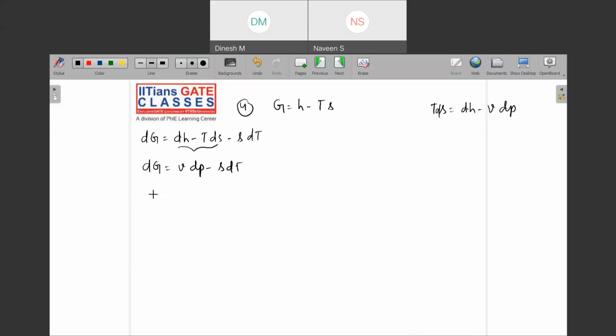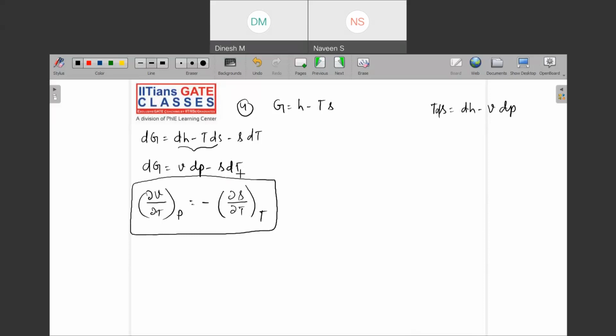And again, I can write down the fourth Maxwell equation. This is delta V upon delta T at pressure equal to constant is equal to minus of delta S upon delta P at temperature equal to constant. So these are your four Maxwell equations.